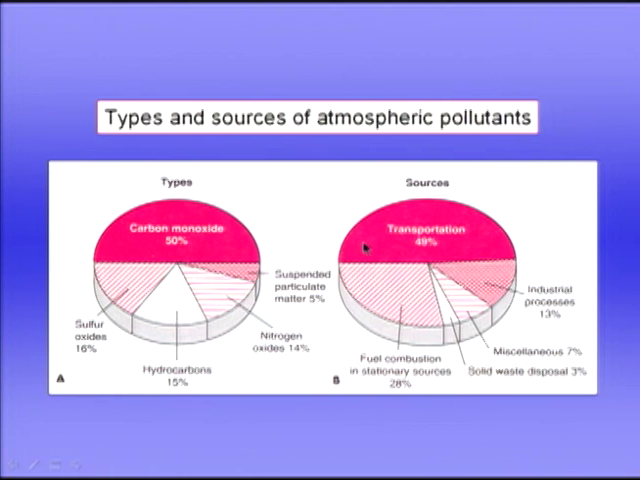Now the sources of these pollutants, as you can see, most of them actually come from transportation. And I'm sorry to say that many of them come from our own automobiles. So we are responsible for a substantial amount of these pollutants, although the catalytic converters certainly help. The other major source are the power plants, stationary power plants, and industrial processes.